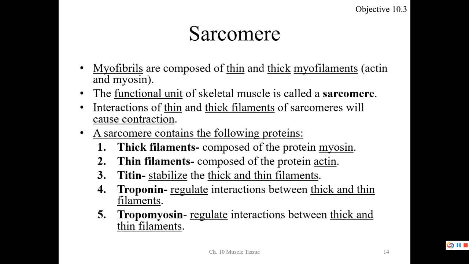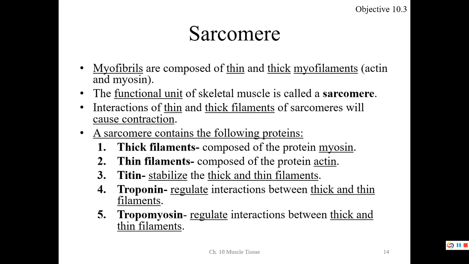It works a little bit like an accordion. It shortens from both ends and then expands back out, like if you played an accordion. Myofibrils are made of thin and thick filaments, actin and myosin. This is our functional unit, called a sarcomere. The thin and thick filaments interact, slide past each other, and cause muscle contractions.